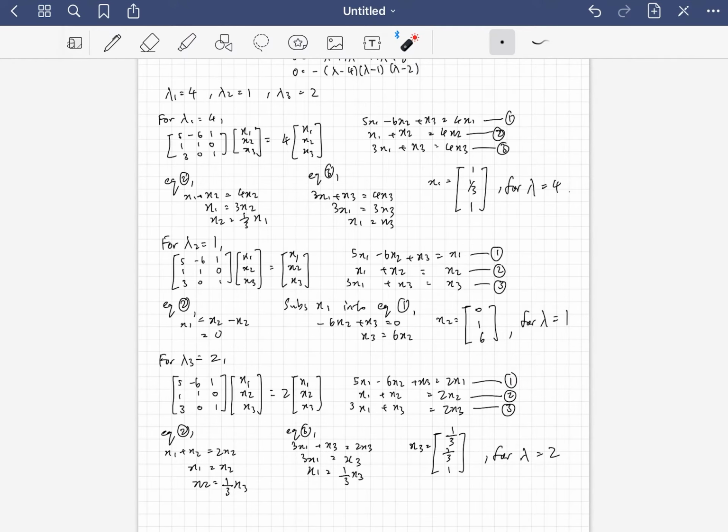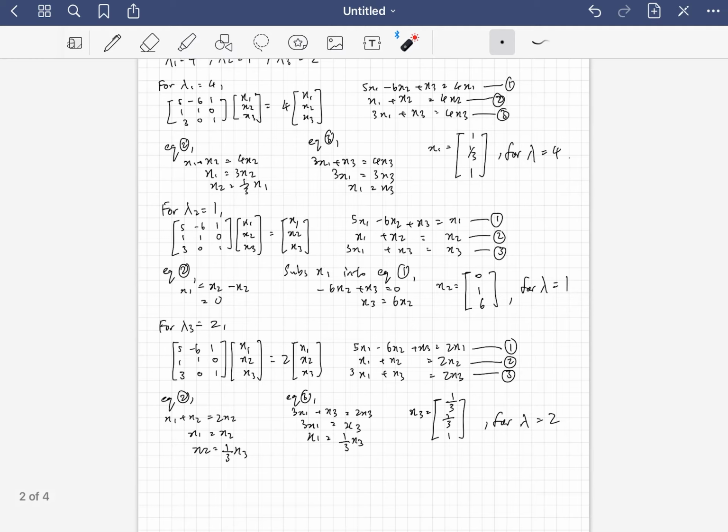The last is lambda 3, which equals 2. Like the same, I rewrite the matrix and expand the equations. 5x1 minus 6x2 plus x3 equals 2x1 for equation 1. x1 plus x2 equals 2x2 for equation number 2.